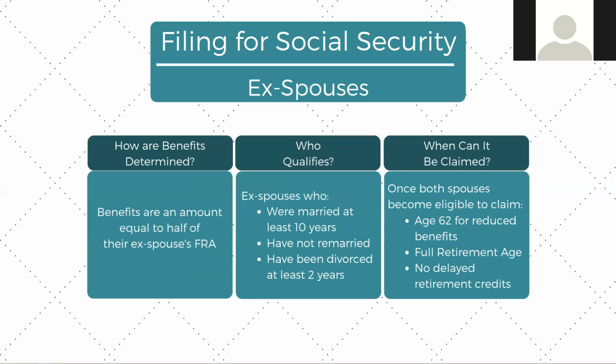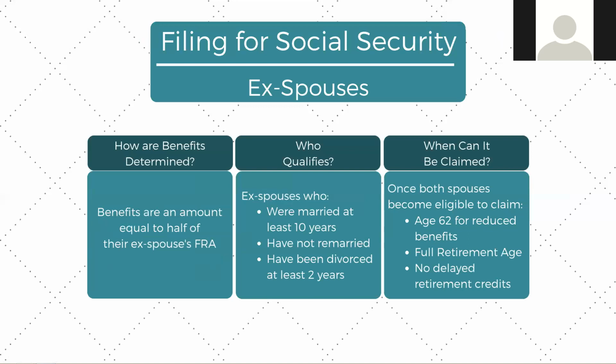So let me just add a couple other quick comments here. In addition to the 10-year rule, there is a special rule that applies only to divorced spouses. This is different than current spouses. A divorced spouse can claim benefits on a former spouse's earnings record, even if that former spouse has not yet claimed retirement benefits.